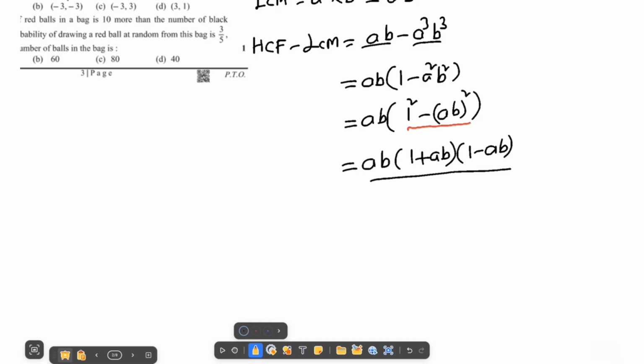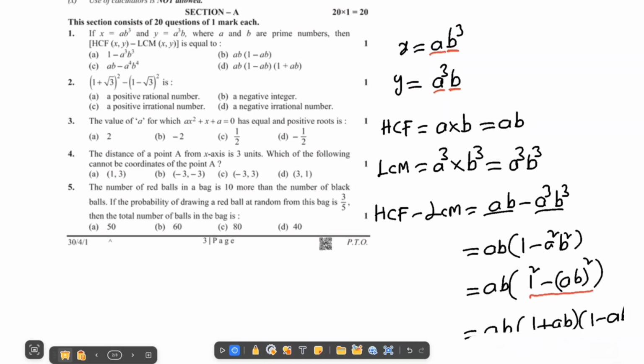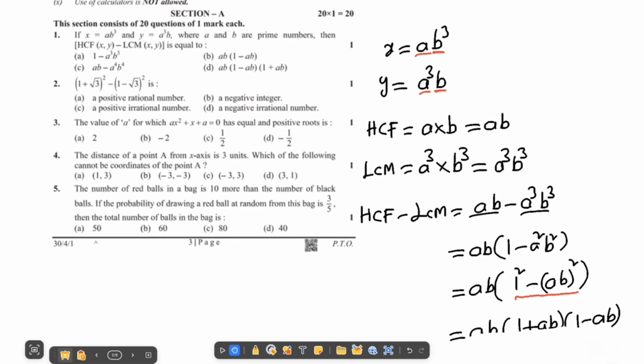Now let's check which option has this answer. Yes, option D is right answer.